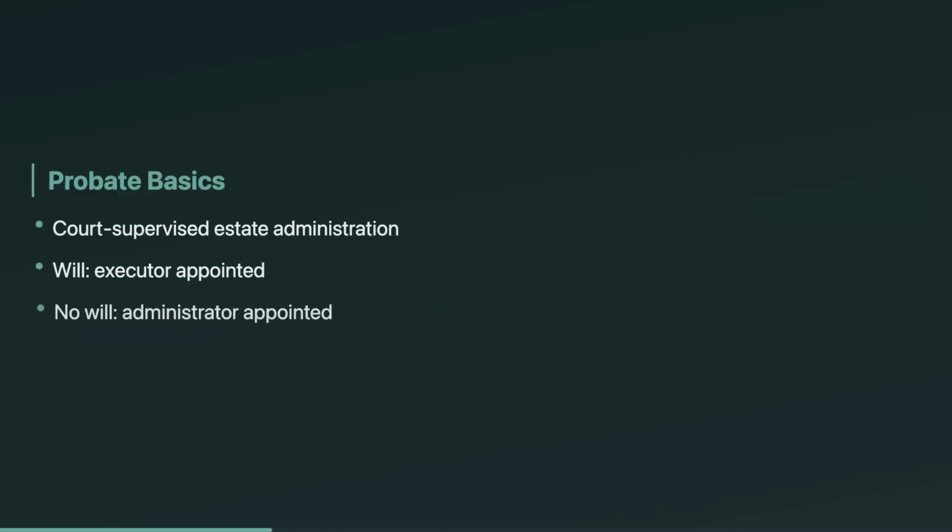Probate is the court-supervised process of administering the estate. Whether probate is required depends on state law, so the federal exam focuses on the vocabulary and the authority. If there's a will, the court appoints an executor. If there's no will, the person died intestate, and the court appoints an administrator. Either way, that person is the personal representative who can act for the estate.